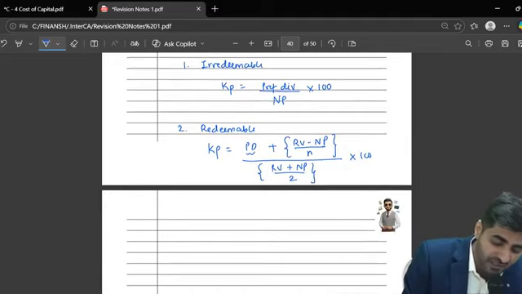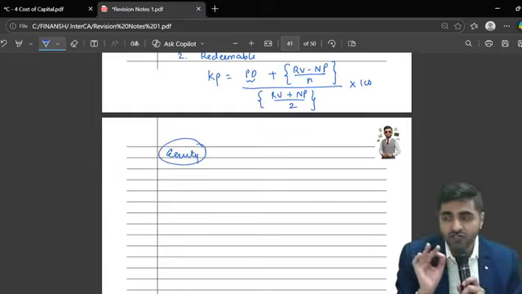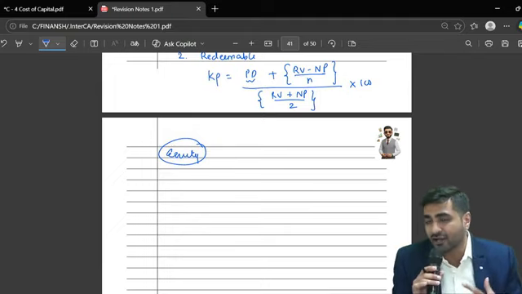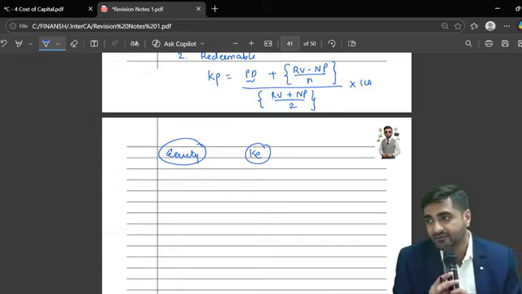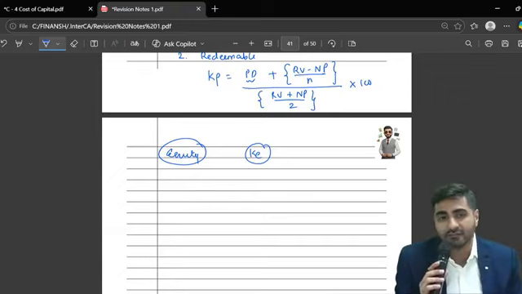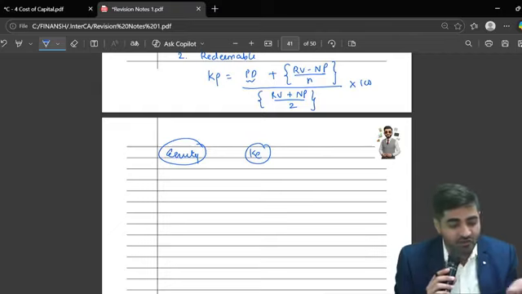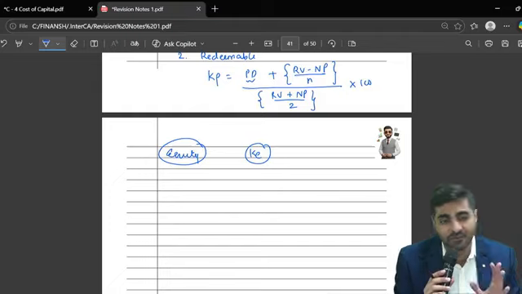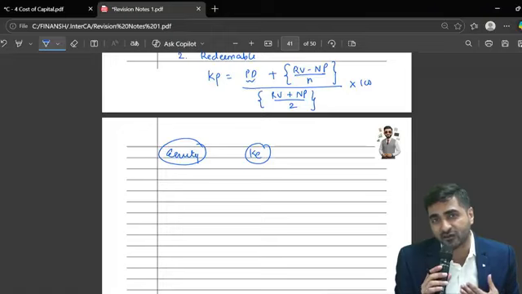Okay, then let's talk about your cost of equity. Whenever we are talking about cost of equity, my dear students, here we have to calculate your KE, and this calculation of KE is always going to be very dynamic. We are not going to calculate KE by using only one approach. Why? Because KE is nothing but the expectation of equity shareholders from the company. Whatever the equity shareholders are expecting, that is nothing but cost for the company.